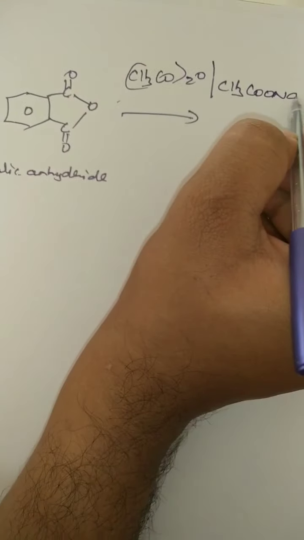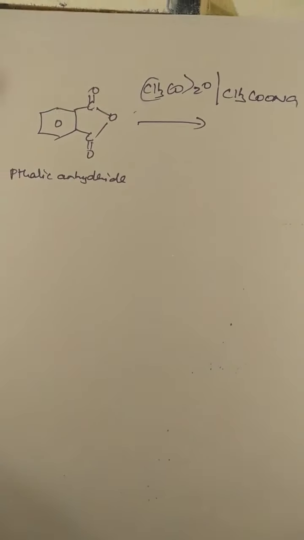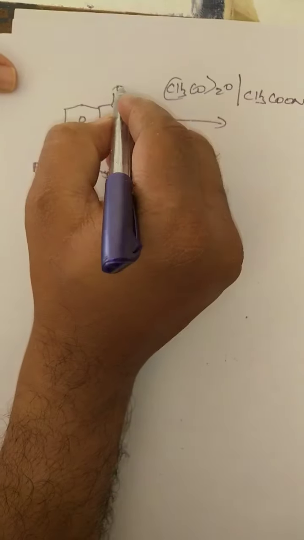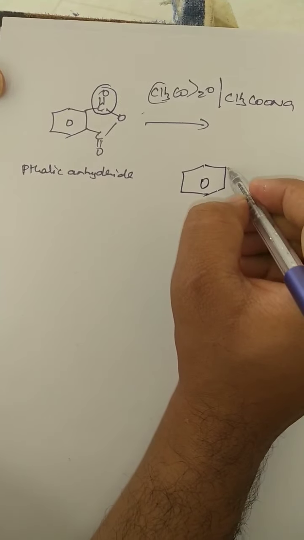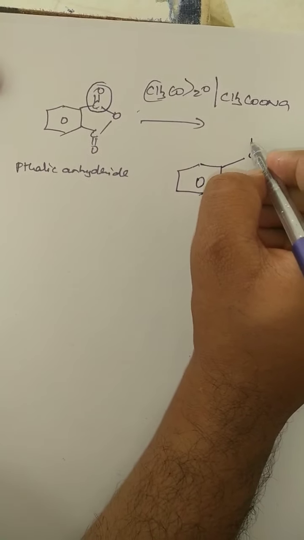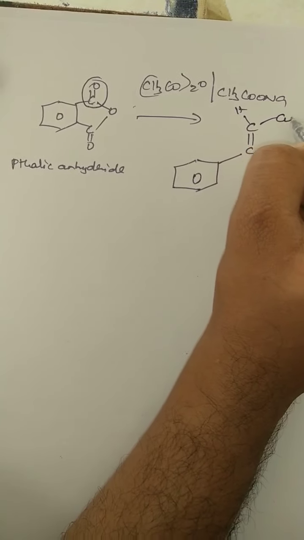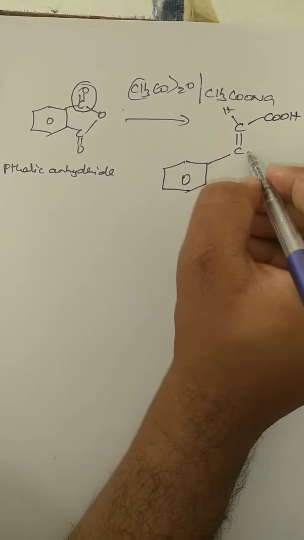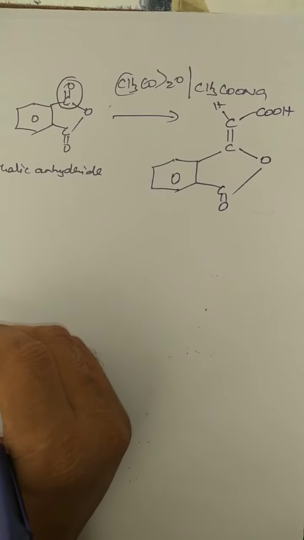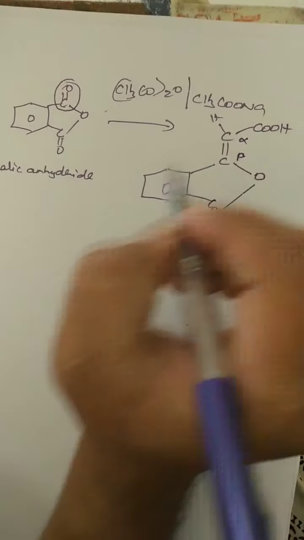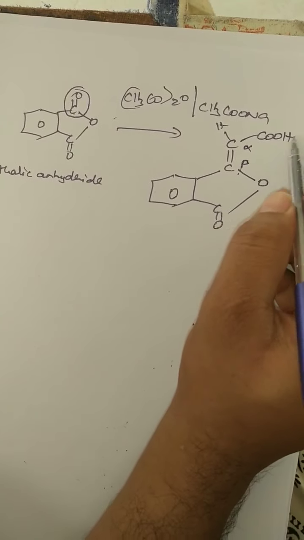Here, how can you guess the Perkins reaction? In place of this group, write C double bond CH COOH, remaining all as it is. This is alpha, this is beta. That total fragment is replaced by an alpha, beta carboxylic acid.